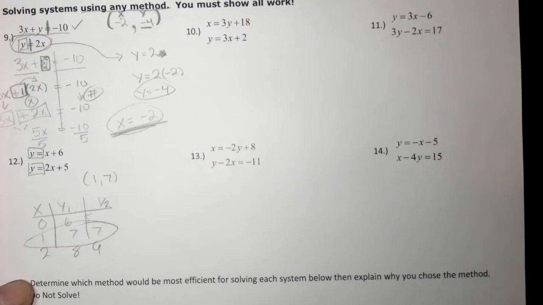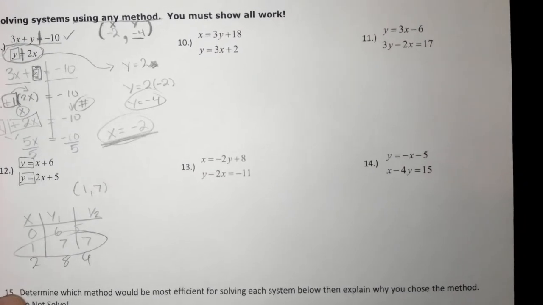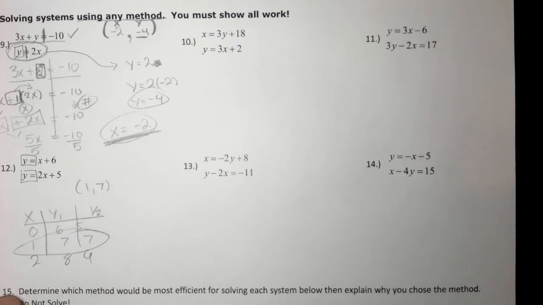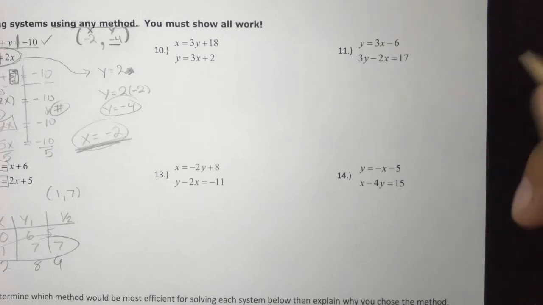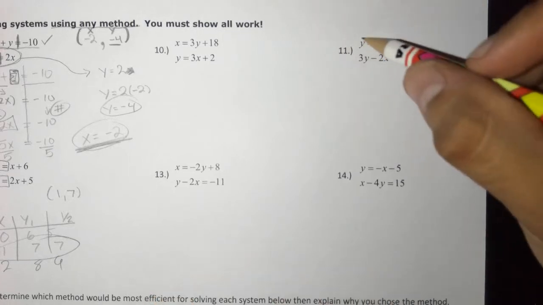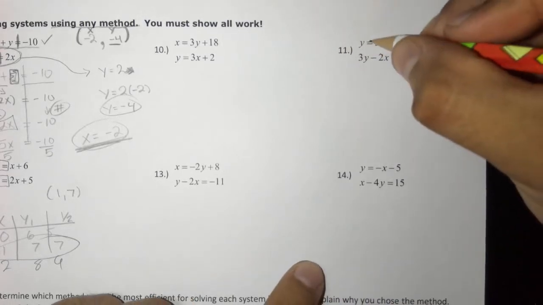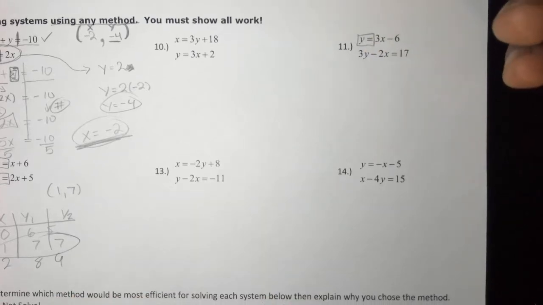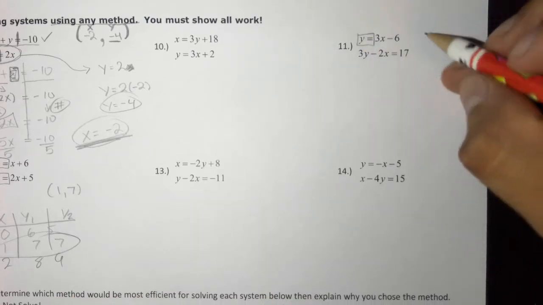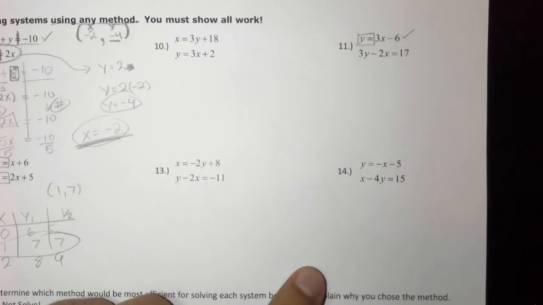We're going to go ahead and work, let's kind of jump around. Let's go to number 11. Of course, this one's kind of set up for substitution, but you can also just decide, I want to use my calculator for all of this. So this one's already good to go, typing into your calculator.